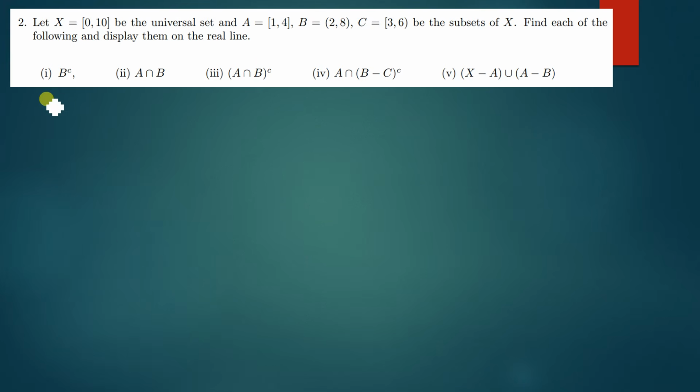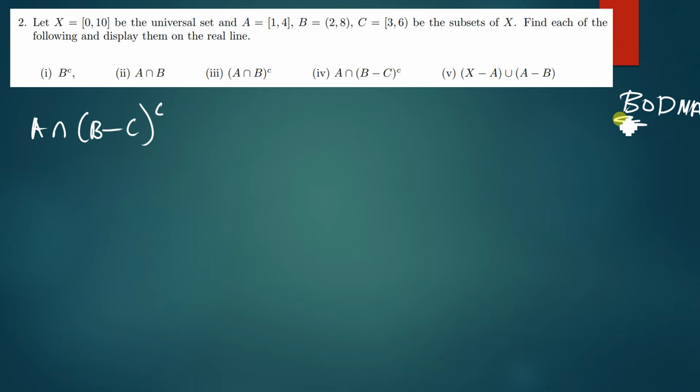So the next question is asking us to find A intersection, then we have B minus C complement. So A intersection B minus C complement, how do you solve such a question? First of all, what you need to understand is that this is mathematics. Sets are part of mathematics, meaning you have to follow BODMAS. BODMAS states that we have to start with what is in the brackets.